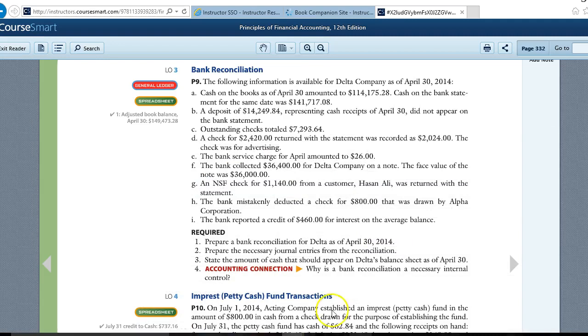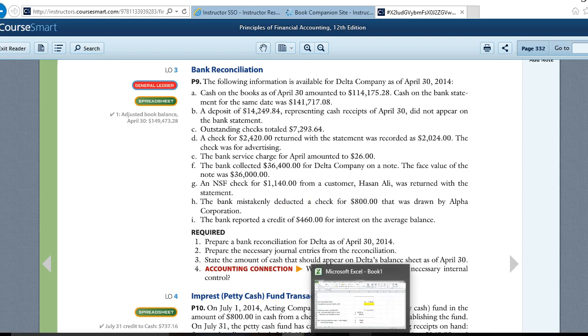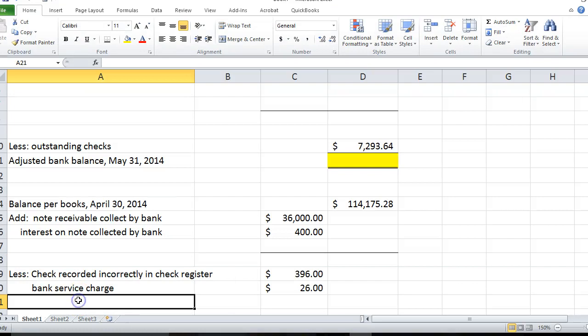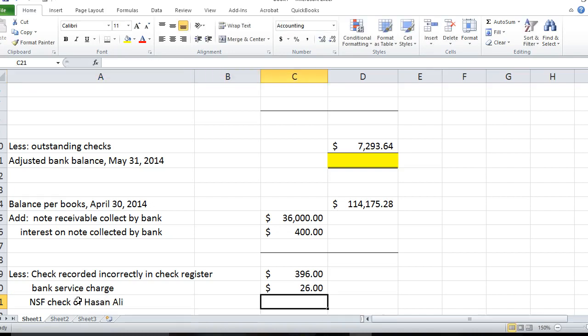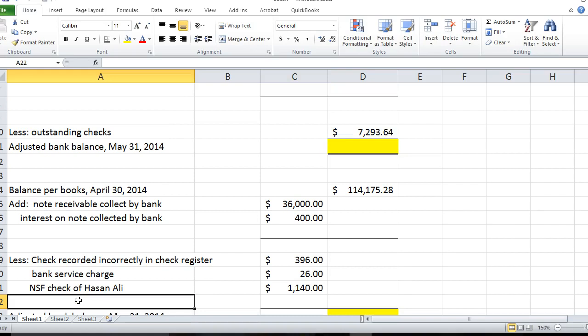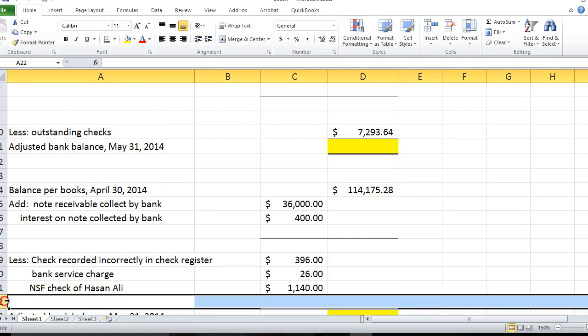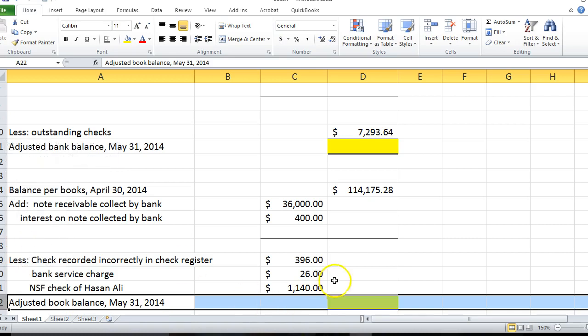Then it says an NSF check for $1,140 from a customer, Hassan Ali, was returned with the statement. We thought we received money and we didn't. So we need to subtract from our book balance $1,140. NSF check of Hassan Ali, $1,140. Okay?